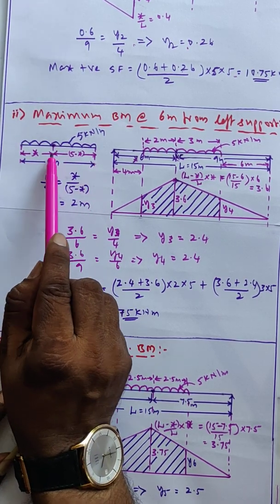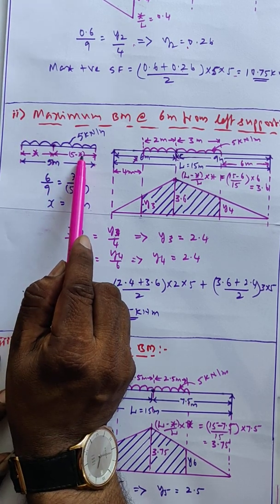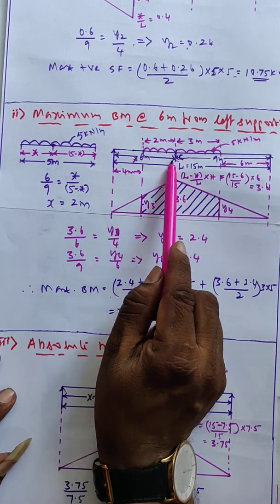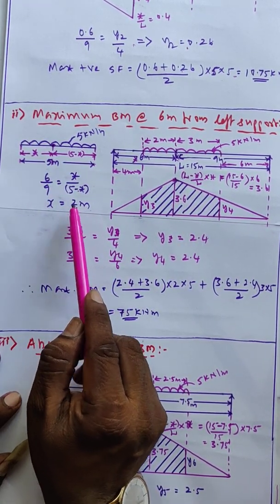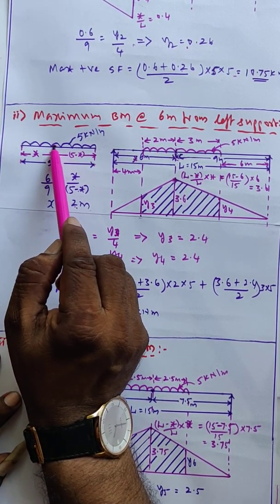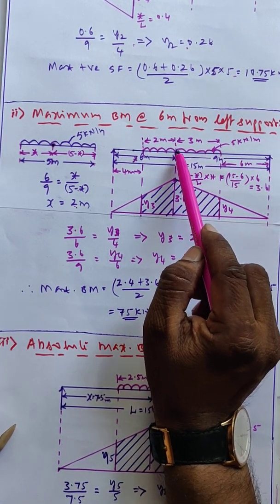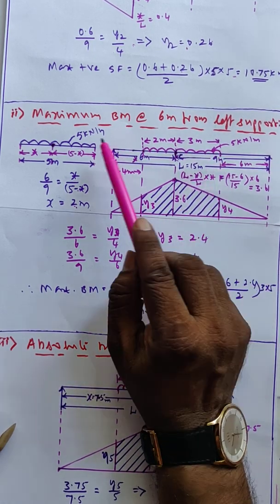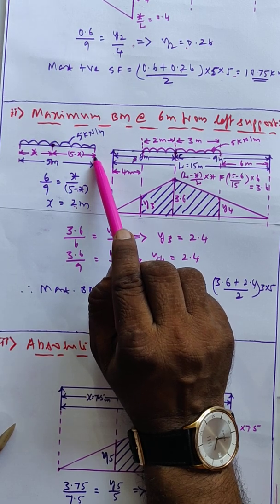The ratio is same. From here to here, I am taking x. Total is length L. Therefore, 5 minus x is this length. Therefore, x divided by 5 minus x equal to 6 by 9. From this I am getting this. What is this x length? It is 2 meter. Now I got this x equal to 2 meter. Therefore, this point and this point should coincide. That means from the section point given, this side the UDL is 2 meter. Right side is 3 meter. Total is 5 meter. x means 2 meter, 5 minus x is again 3 meter.